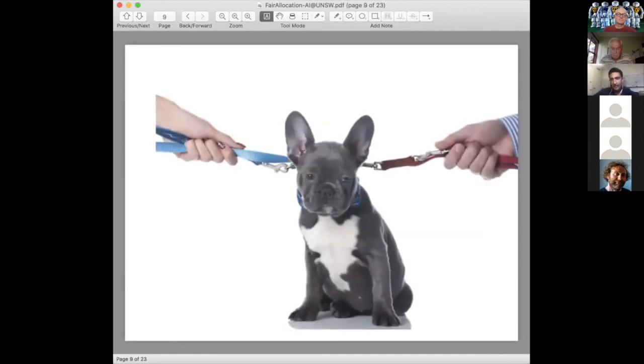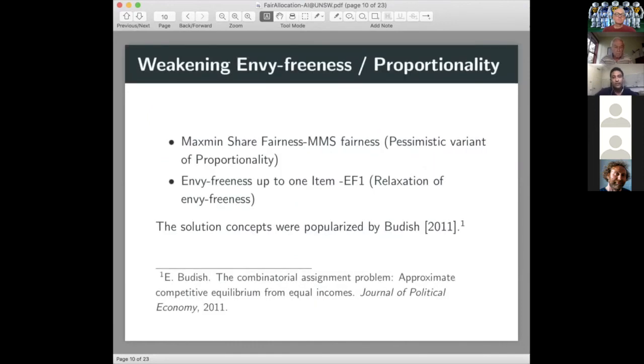When you're allocating indivisible items, indivisible goods, indivisible tasks, the issue is that both these concepts, envy-freeness and proportionality, may lead to situations where no fair allocation exists. So should we just forgo any semblance of fairness at that point, or should we still go for some kind of fair allocation? In this line of work, two relaxations which have been highly influential in the last few years were proposed by Eric Budish. One is called maximin share. It's a technical concept which I will not define. You can view it as a pessimistic variant of proportionality. Yet another one is called EF1, or envy-freeness up to one item. That is yet another relaxation, and this time it's a relaxation of envy-freeness.